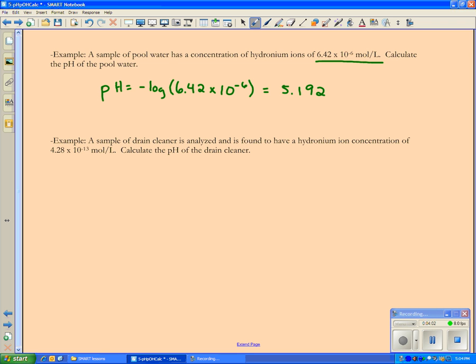In our second example, we have a sample of drain cleaner that's analyzed and found to have a hydronium ion concentration of 4.28 times 10 to the minus 13 moles per liter. Again, from that exponent, we can figure out that calculating the pH would give us somewhere around pH 13. Using the formula, negative log of the concentration, which is 4.28 times 10 to the minus 13, you come out to a pH of 12.369. So we're pretty close to the pH of 13 that we were expecting.